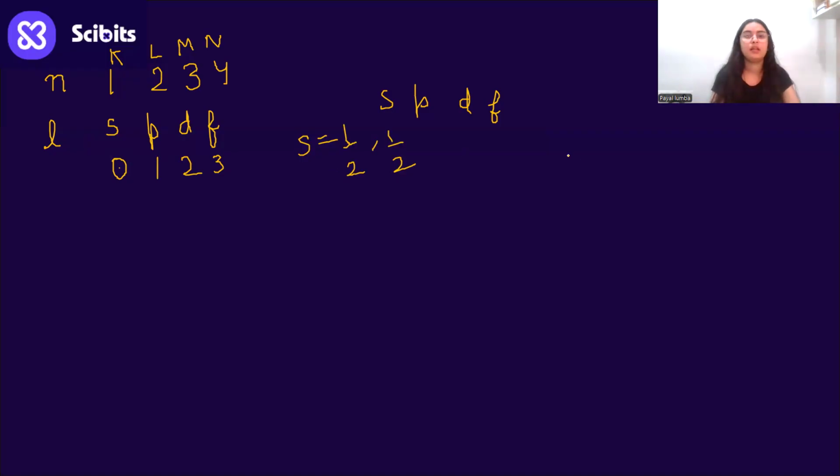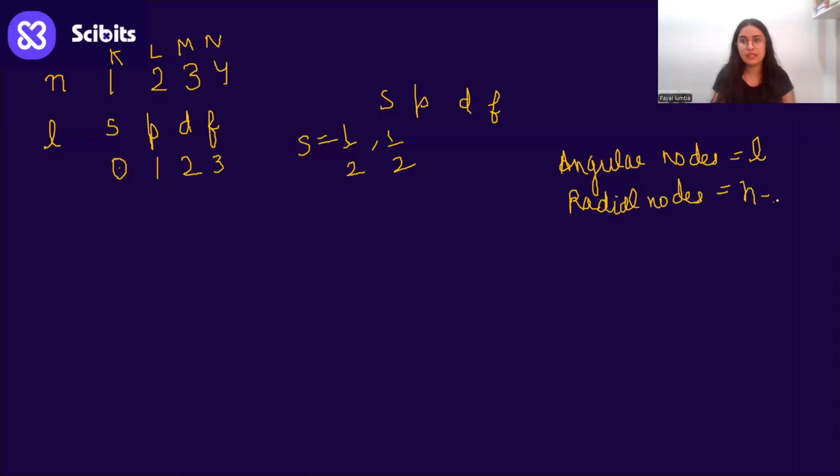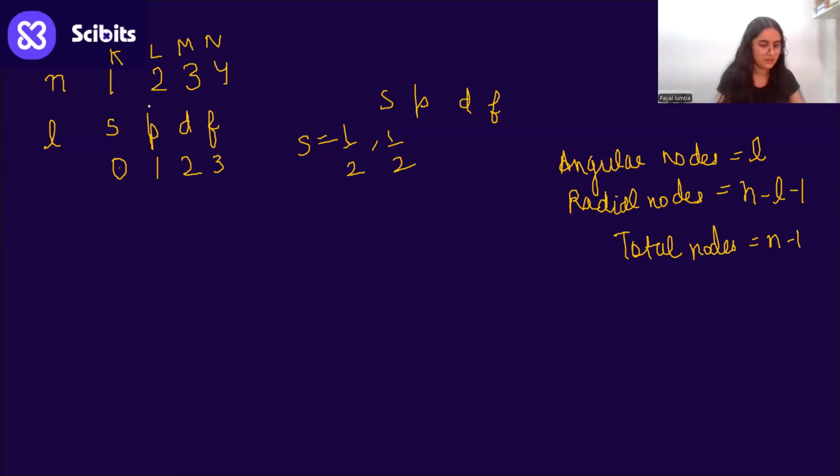Okay. If you have to find the number of angular nodes, then it is equal to the angular quantum number l. If you have to find the number of radial nodes, then it is n minus l minus 1. And if you have to find the total nodes, then it is n minus 1, where n is the principal quantum number.